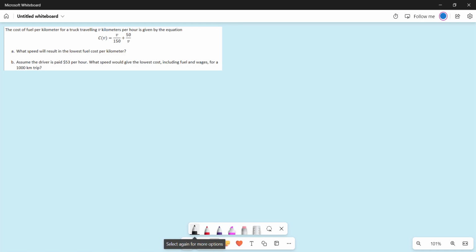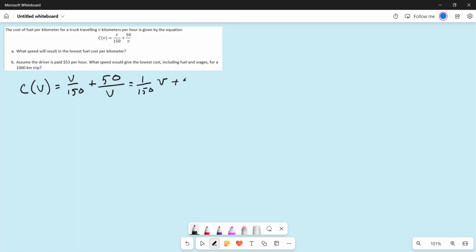Okay, so let's take a look. First of all, we're going to start with part A, and we have our equation. Whenever we're trying to find an optimization or a max-min question, we are going to have to take a derivative. In general, I recommend writing everything out with exponents. By that I mean v over 150, actually let's rewrite that as 1 over 150 v, plus 50 times v to the negative 1.